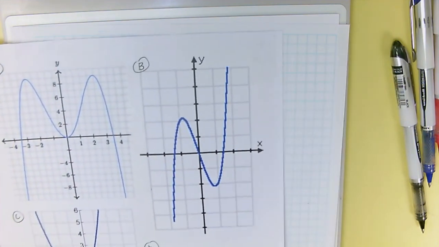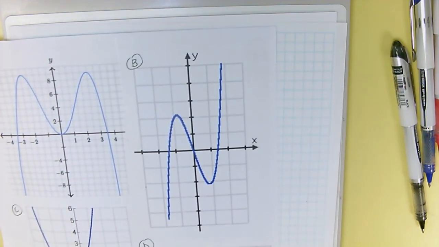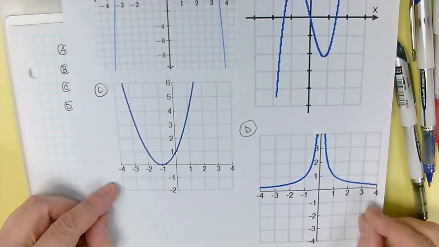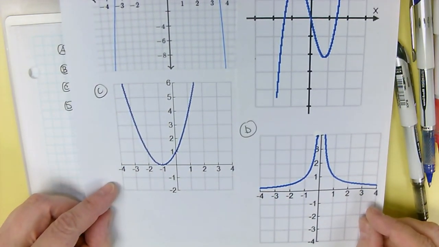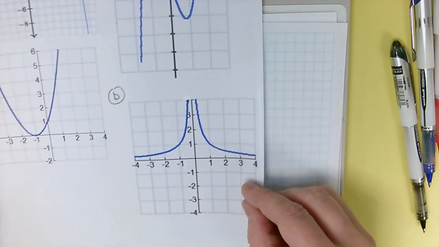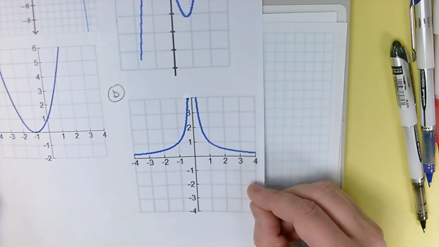Okay, here's B. Even, odd, or neither. Okay, here's C. Even, odd, or neither. Here's D. Even, odd, or neither.